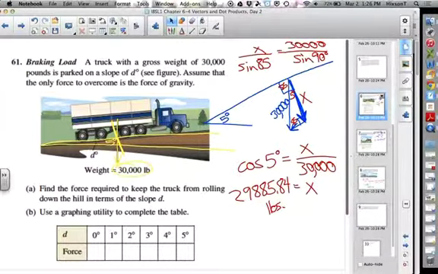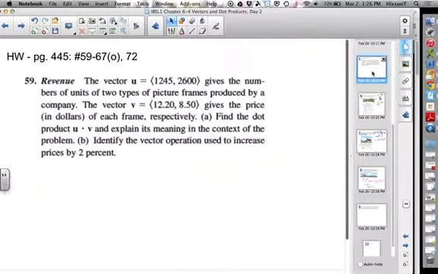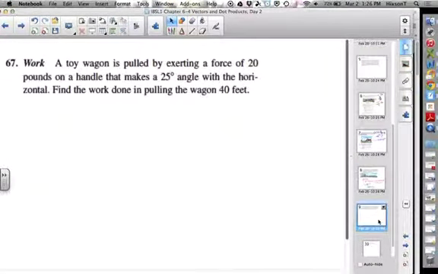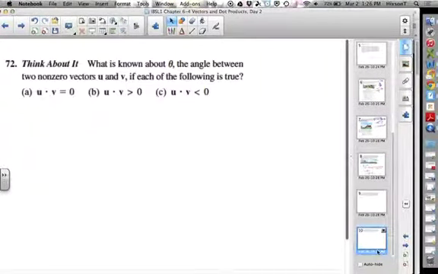All right. Any other questions from homework? Here's a good review question. If the dot product is 0, what do you know about the angle between the vectors?